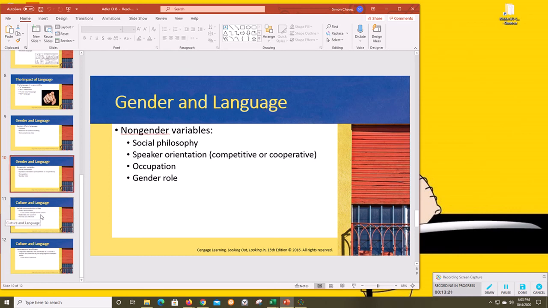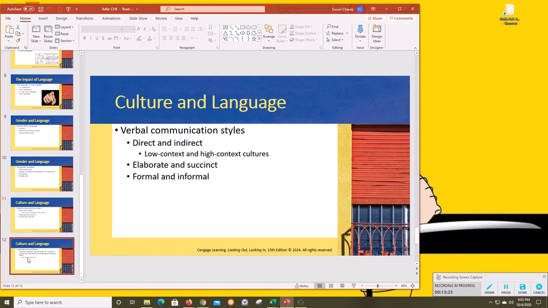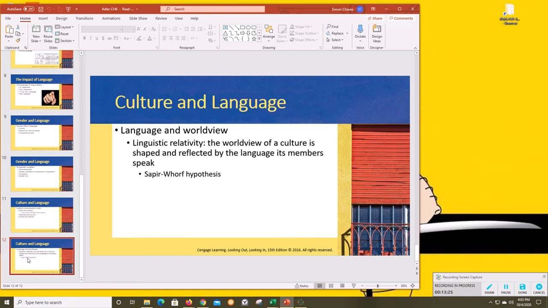Alright? We'll skip that part and then make sure you pay attention to this language and worldview. This is how we shape and reflect the language. It shapes the way we look at the world by the language we speak. You guys will be doing an assignment on this.